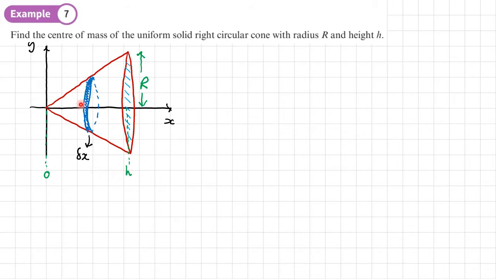I've drawn on one of these little discs here, fundamental discs, so you can see I'm taking the width of the disc as delta x. To know the radius of this disc, I need to know its height, so I need to know the equation of this line here. I know it's a straight line, so it's going to be of the form y equals mx plus c. It passes through the origin, so c is 0. M is going to be the gradient of this line, which is going to be its rise over its run, so r over h.